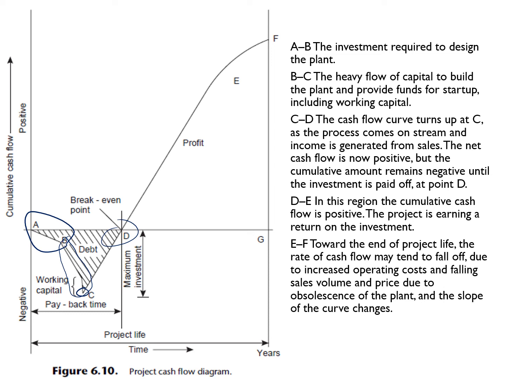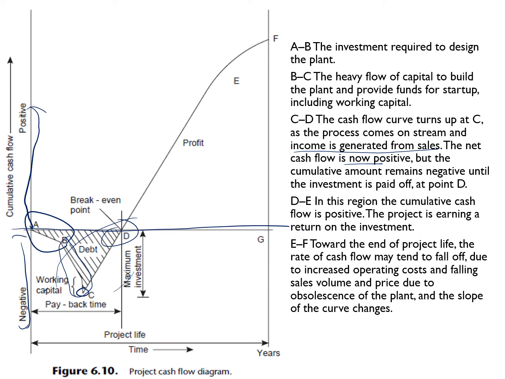So basically, from C to D, the income starts being generated from sales. So the net cash flow is now positive, but the cumulative amount remains negative. Still, the cumulative is still negative. So this is the axis. The bottom one here is the negative side. This one is the positive side. So from C to D, A, B, C, D are still on the negative side. But at point CD, we start to earn money.